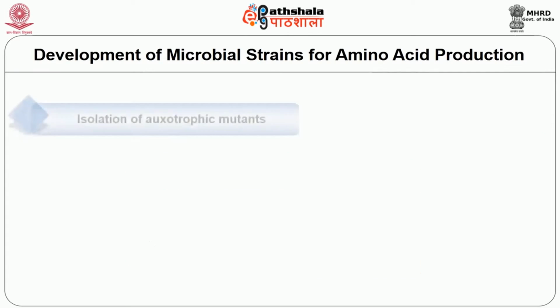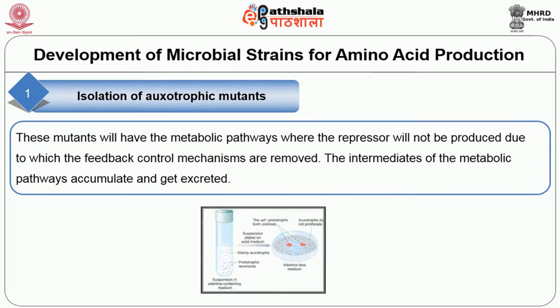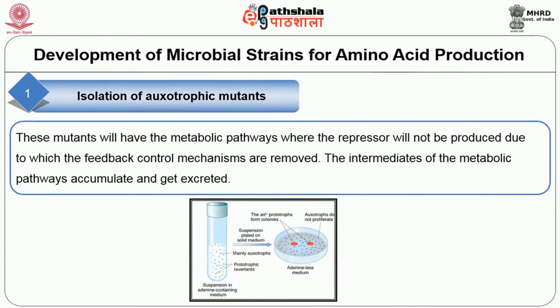So, the first method is isolation of auxotrophic mutants. These mutants will have the metabolic pathways where the repressor will not be produced, due to which the feedback control mechanisms are completely removed. The intermediates of the metabolic pathways accumulate and get excreted.